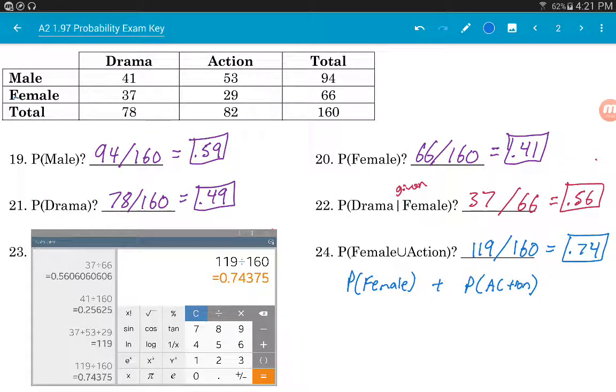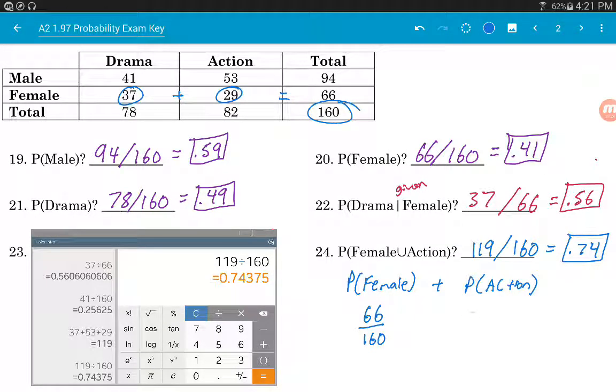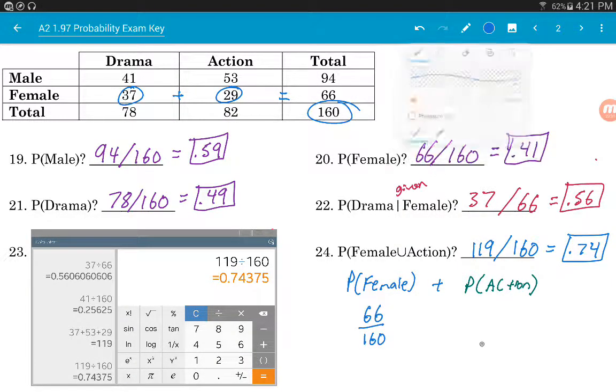The probability of being female is 66 out of 160. Now how do we get that 66? Well, we did 37 plus 29 equals 66. I'm going to color code this to make this as easy as I can. Action is going to become dark green. So now action. Action is 82.